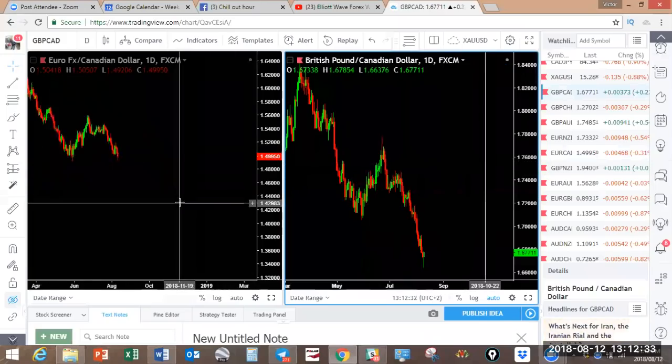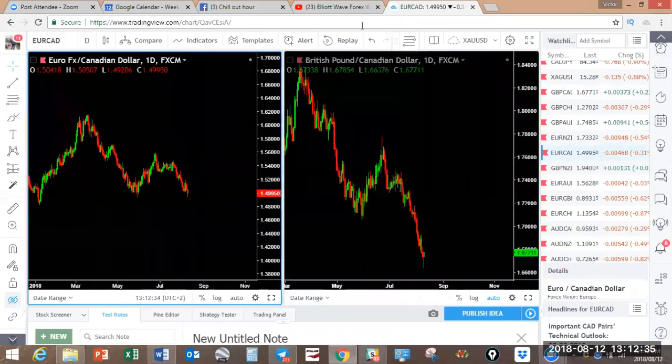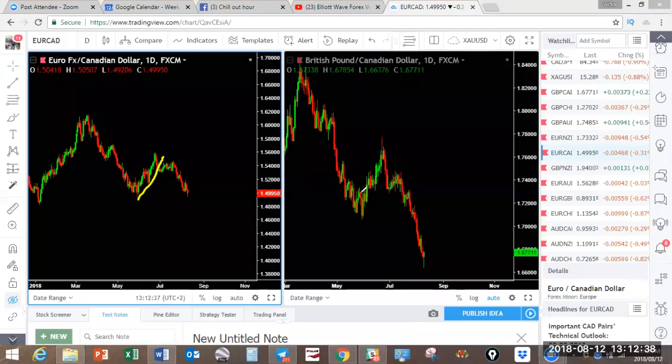Right, both on the daily. So this is that pullback that we're looking at on EURCAD, this one here. We also looked at this pullback at the same time on pound CAD. Look what happened to pound CAD. Pound CAD has already broken this level.